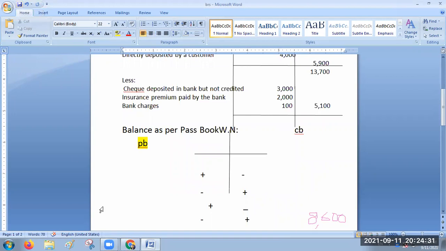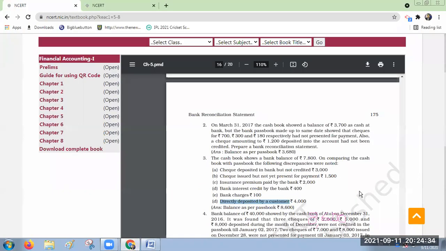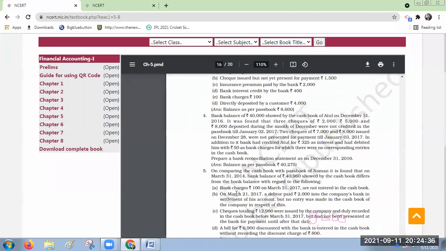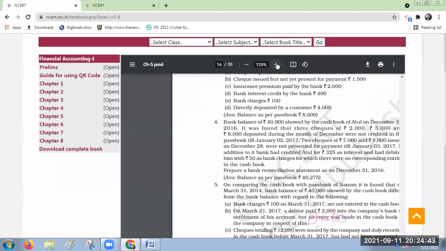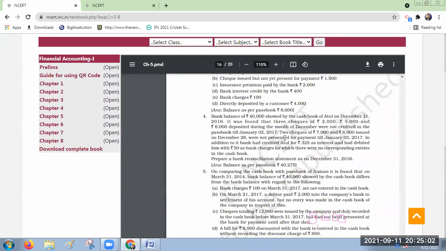Okay. Next, what I do is just to see fourth problem. Have you noted down the problem? Yes, sir. Noted. Okay. Next problem I am reading. Bank balance of 40,000 rupees showed by the cash book of Atul. See, this is cash book balance is given. Bank balance of 40,000 showed by the cash book of Atul on December 31st, 2016.